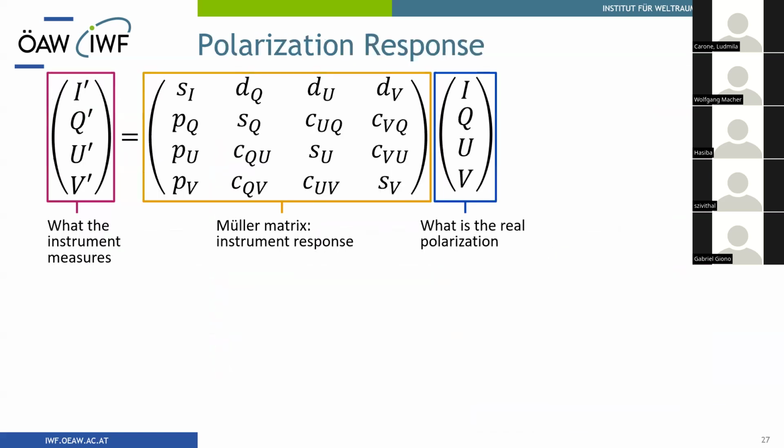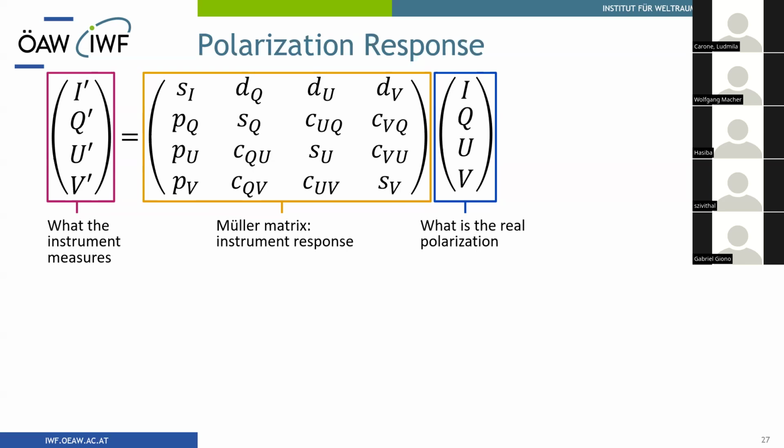Now I want to explain another aspect, which is the polarization response of the instrument. So an instrument always modifies what you measure. Maybe it doesn't transmit all the photons, maybe it has noise, and in this case, it might affect the polarization that you measure. So how you formalize it is this way. You have the real polarization on this side, and you have a matrix which represents your instrument. It's called the Mueller matrix. It multiplies this real polarization into what you actually measure.